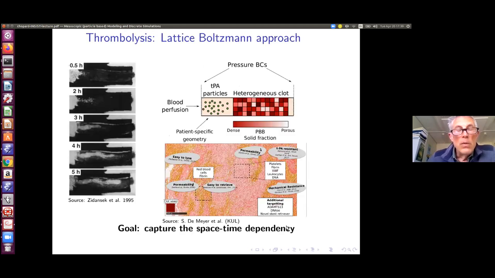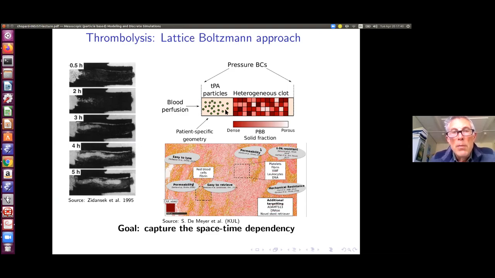So finally, I will finish with a few slides. I want to go back to the topic of thrombolysis, and maybe now you see a little bit better the justification of our approach. So you've seen these slides many times. Really, you have the clot, and here you see that we can have all this spatial structure of the clot with different composition.